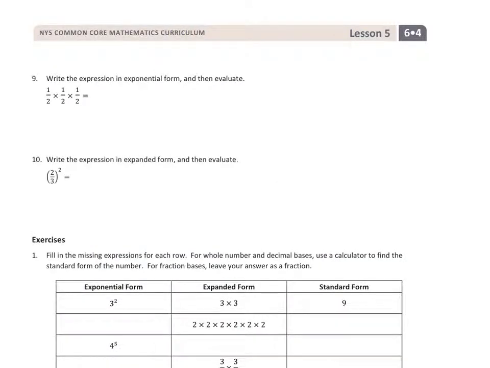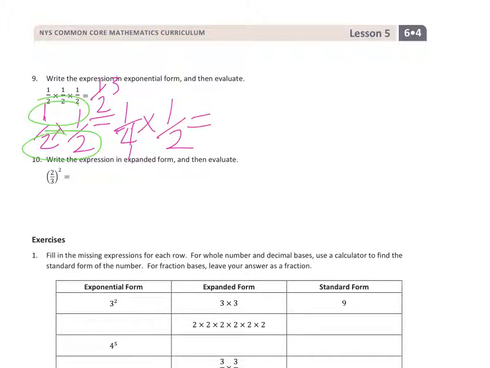So first we're going to write this one in exponential form, and then we're going to evaluate. So in exponential form, this is 1/2 to the power of 3. And then to evaluate, we're going to start with the first one, 1/2 times 1/2. Well, 1 times 1 is 1. 2 times 2 is 4. So 1/2 times 1/2 is 1/4. And then we need to do it again. Multiply it by 1/2. 1 times 1 is 1, 4 times 2 is 8. So 1/2 to the power of 3 is 1/8.